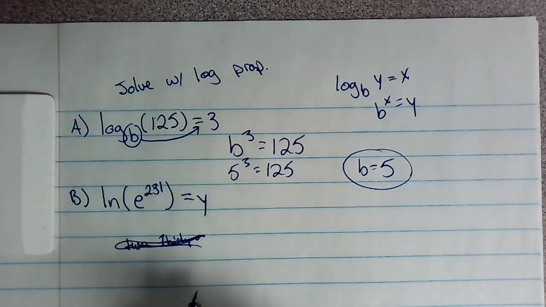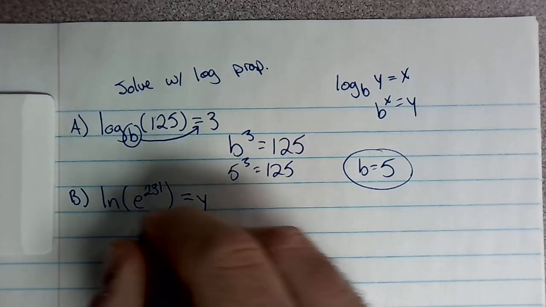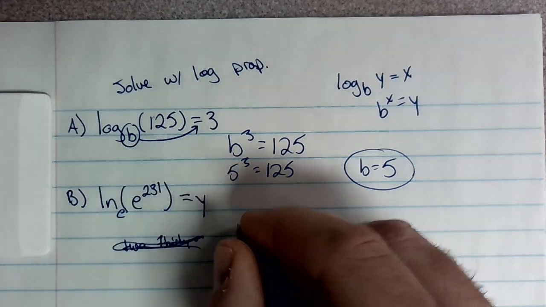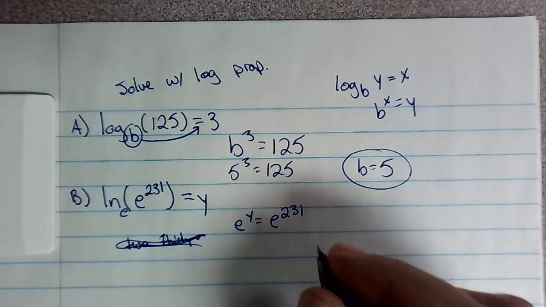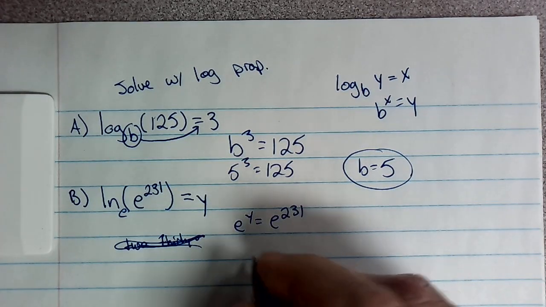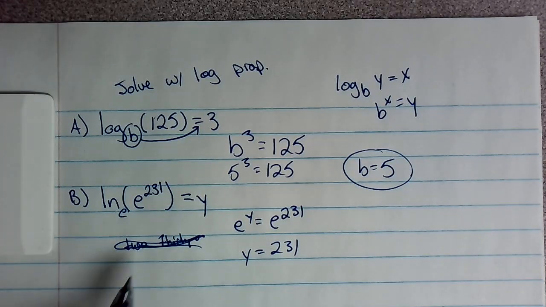Alright, letter B. Even less work required. I'll show you the y. It says e to the y equals e to the 231. So if they have the same base, y is 231. Now some of you might be saying, but Mr. Williger, I already know that property that those cancel, and it's just 231. And you would be correct.